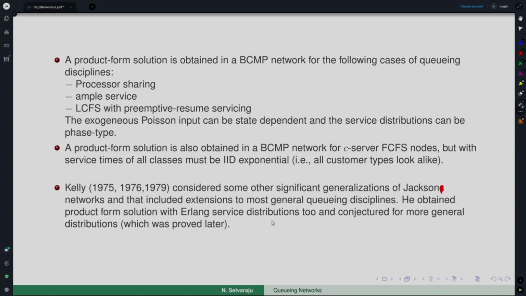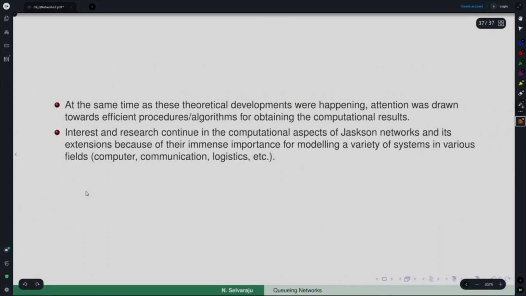So, this BCMP extension network and Kelly's extensions. In fact, Kelly's book, Reversibility and Networks, is available freely online, where he has given lots of the work he had done up to that point of time. It's a very good resource if you are looking for more details on networks, okay, right. So, these are theoretical developments, okay.